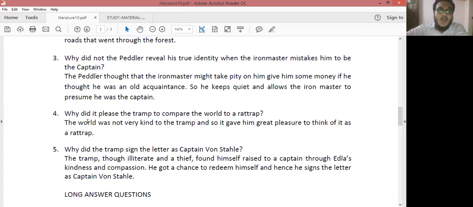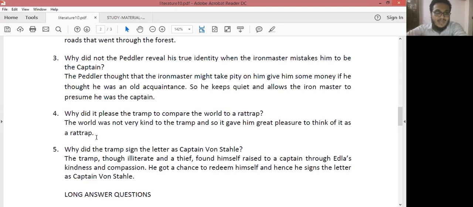The next question. Why did it please the tramp to compare the world to a rat trap? The world was not very kind to the tramp, and so it gave him great pleasure to think of it as a rat trap. No one was kind to him, so the world was treating him very badly. Similarly, this kind of idea came to his mind. As I told you, whatever profession you belong to, your ideas, behaviors and attitude will connect the same way to the individuals, friends and neighbors, whoever you meet.